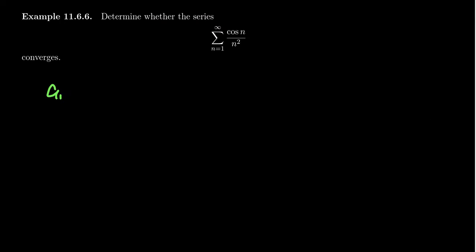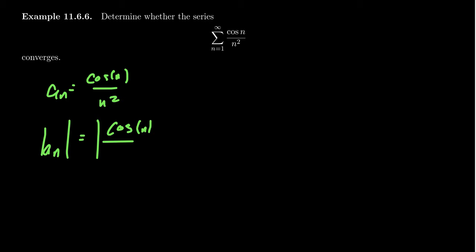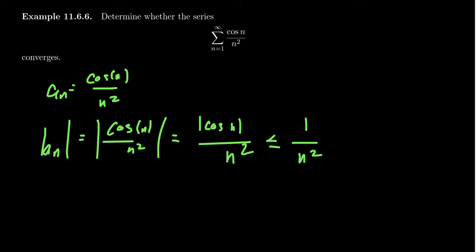And so if a sub n is our sequence cosine of n over n squared, notice the absolute value of a n will be the absolute value of cosine of n over n squared. Why is that helpful? Well, since you're going from 1 to infinity here, n squared will always be positive. So it's just the numerator that's giving us a hang up here. But cosine is always bounded above by 1. And so our absolute sequence is always bounded above by 1 over n squared.